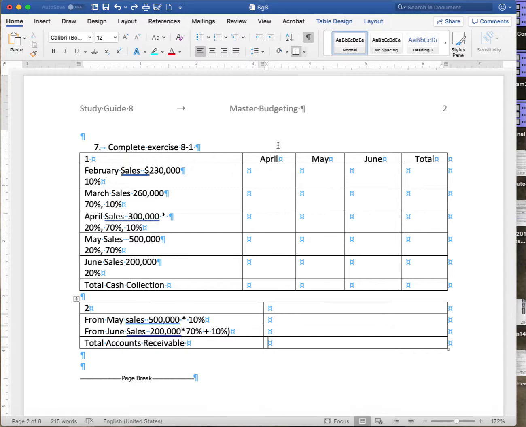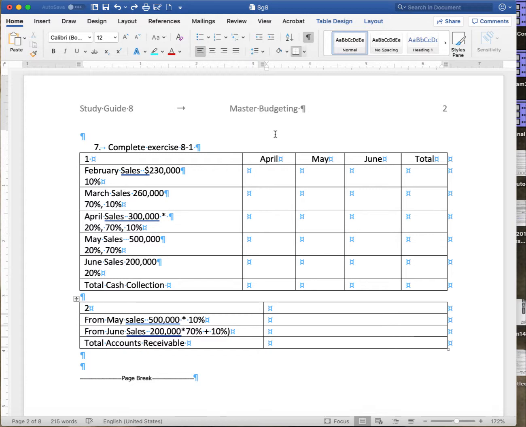Hello, and welcome back to the demo portion, if you will, of Chapter 8. And Chapter 8 is all about the master budget. So, we already did a quick overview, really, of all the budgets that go into making the master budget. So, what we're going to do is go through our study guide, and we're going to go over all the exercises that we have to do. There's I think like 6 or 7 of those.